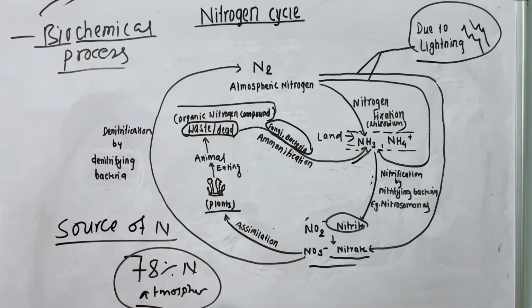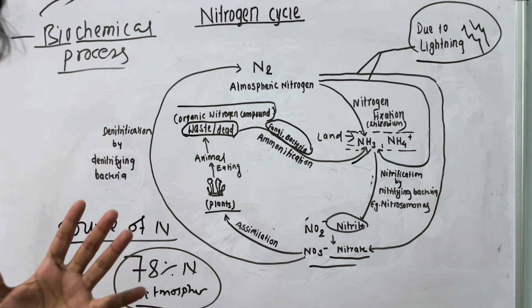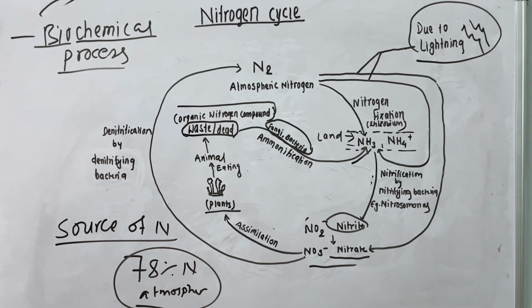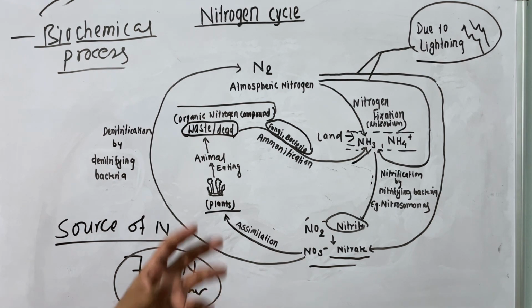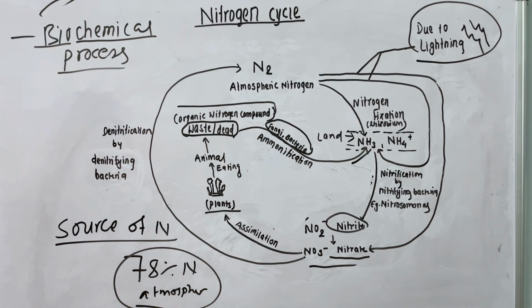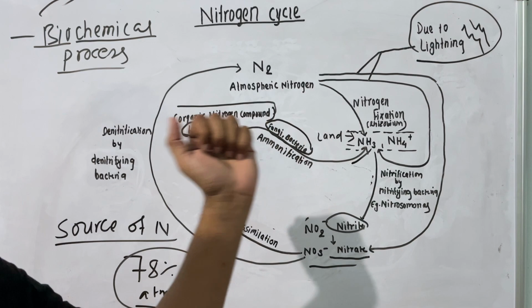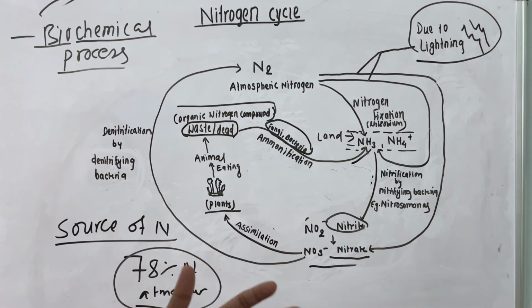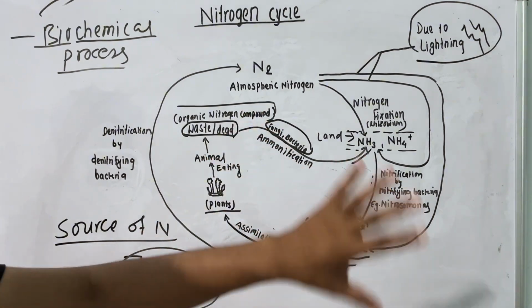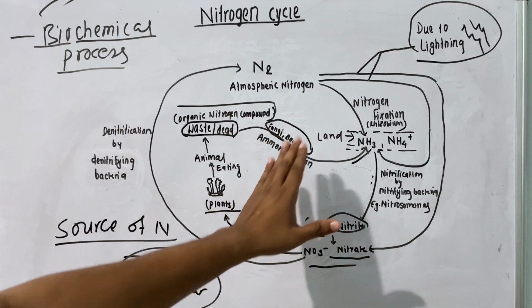Another kind of bacteria that helps fix nitrogen into the soil may be non-symbiotic bacteria. Non-symbiotic bacteria means there is no mutual association between the plant and the bacteria. So these non-symbiotic bacteria fix atmospheric nitrogen for the plant, and in return they take nothing from the plant. This is the difference between symbiotic and non-symbiotic bacteria.